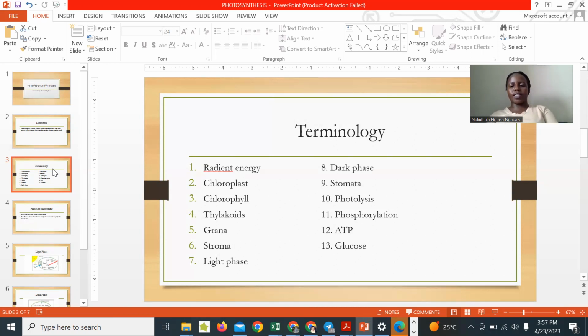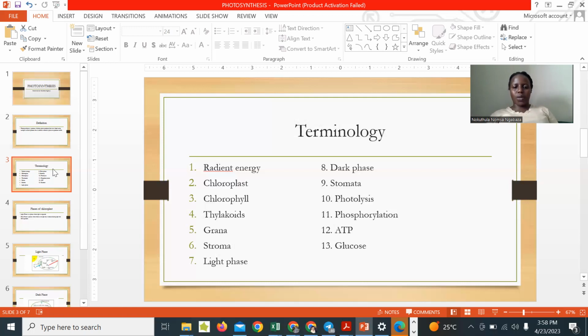And then the second term that we have there is called the chloroplast. The chloroplast is the organelle that you're going to find in plants. But the most important thing that you have to know is that the chloroplast is the site for photosynthesis. You can come across such questions whereby they're going to ask you, what is the name given to the site for photosynthesis? And all of you have to remember that it's called a chloroplast.